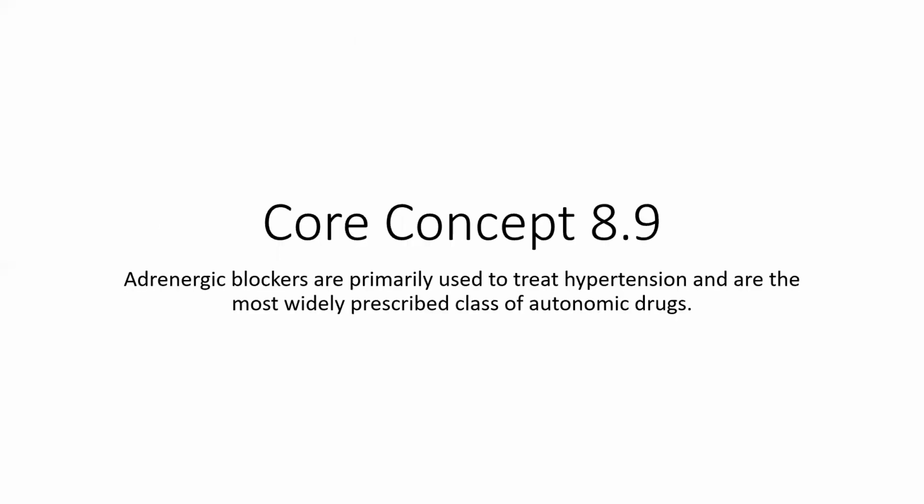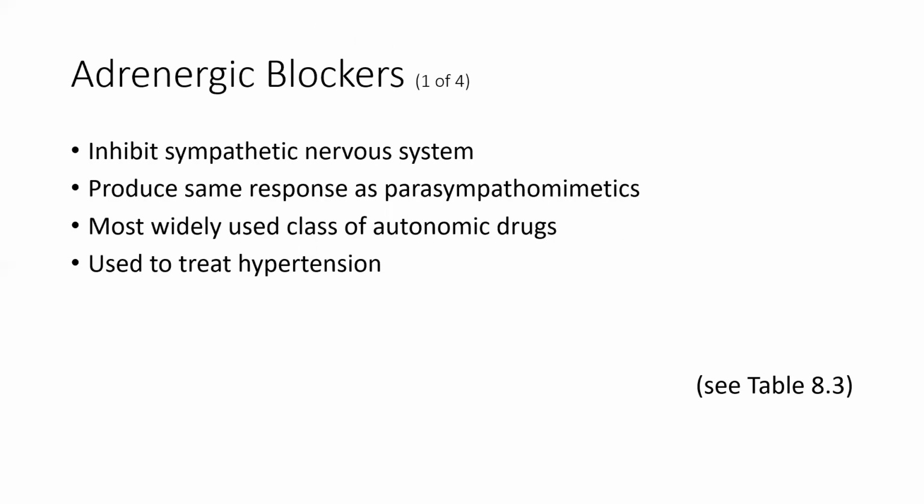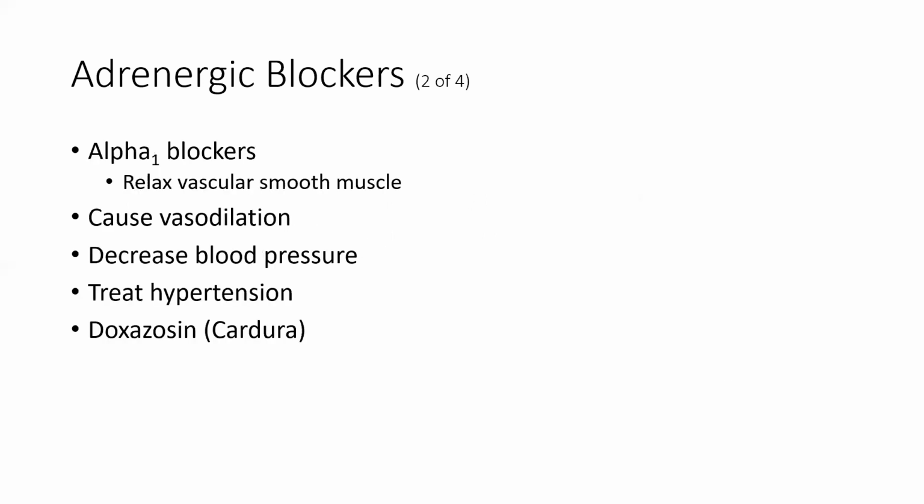Next, adrenergic blockers are primarily used to treat hypertension, that is high blood pressure, and are the most widely prescribed class of the autonomic drugs. They inhibit the sympathetic nervous system. They produce the same response as parasympathomimetics. Again, I will remind you, adrenergic, they act on the sympathetic nervous system, especially at the fight or flight response. They are blockers, they are inhibiting the system.